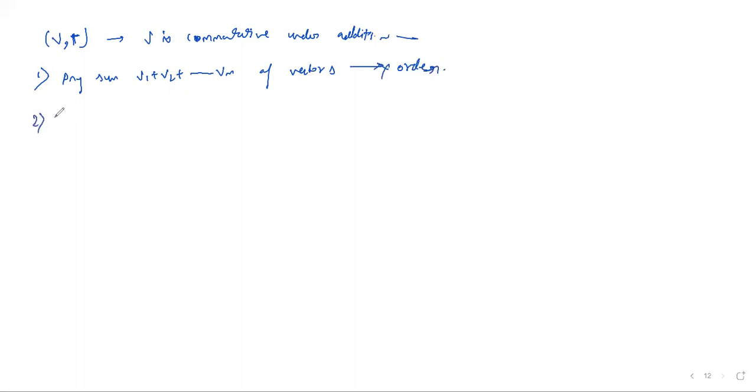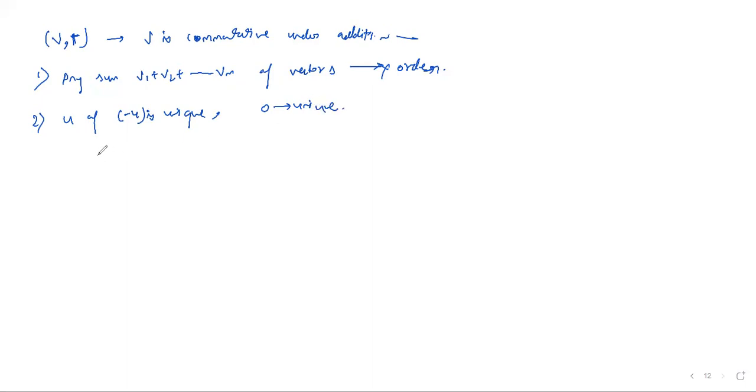And the second thing is that the zero vector is a unique vector, and there exists a negative of a vector. If there is a vector u, then there exists a negative of u, which is unique, and the zero vector is also unique.